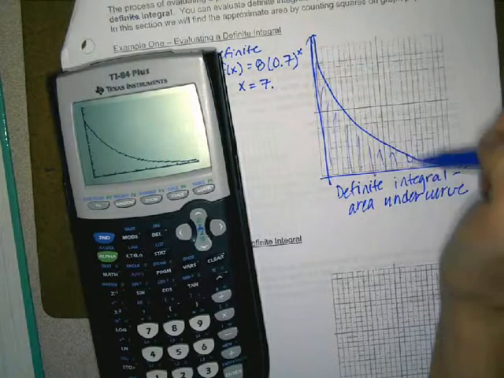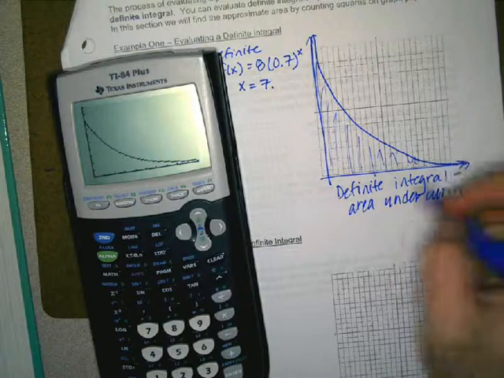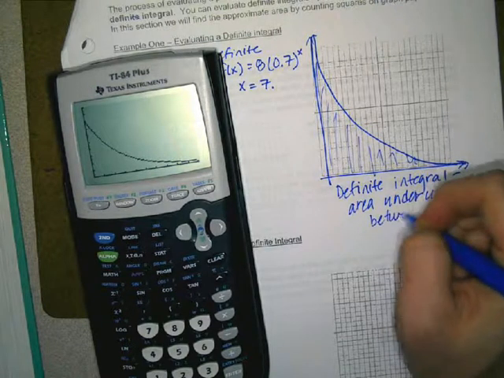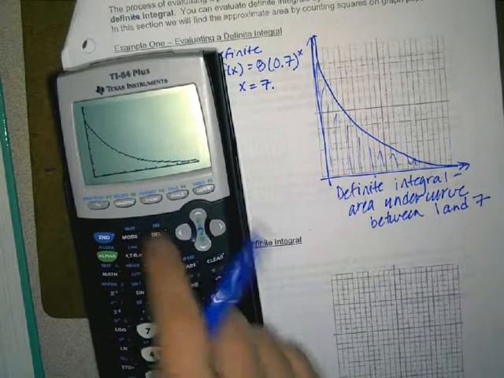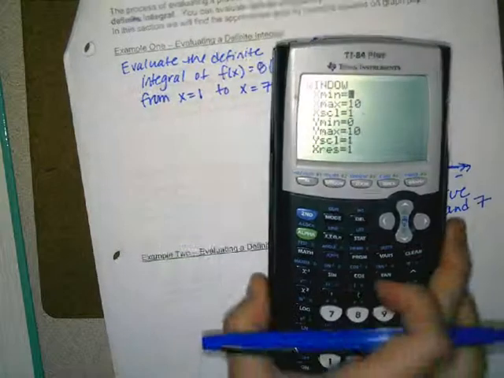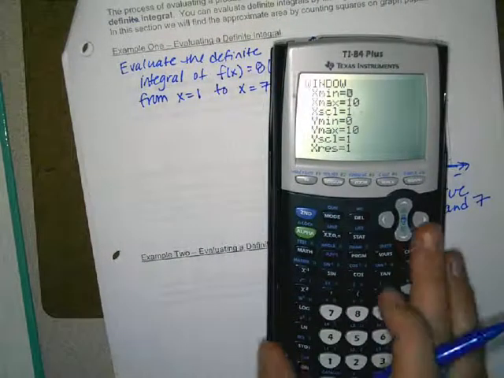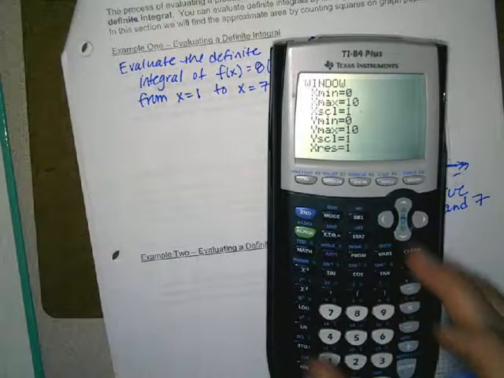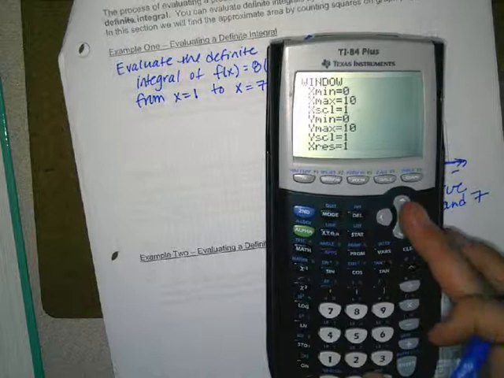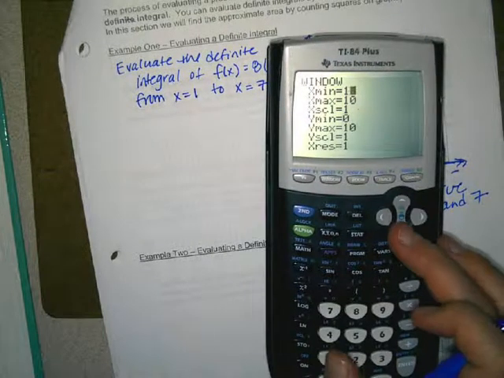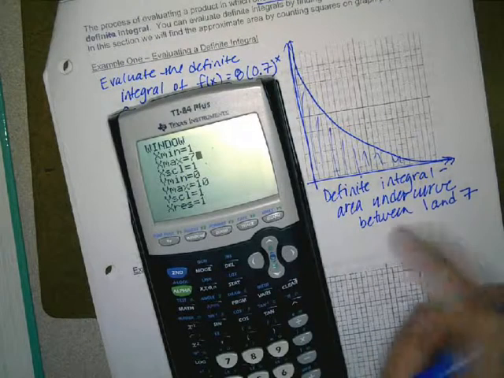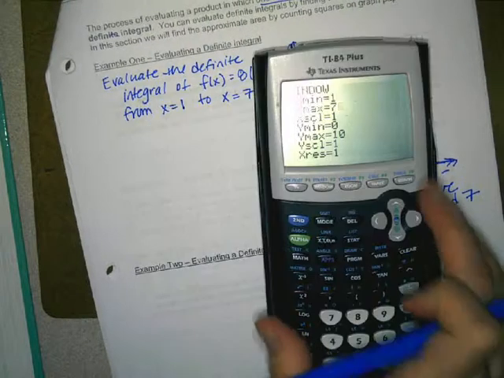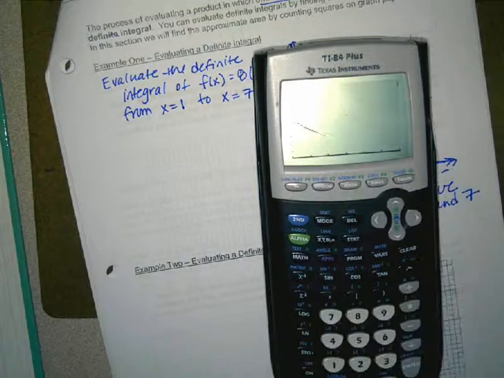We're looking for the area underneath the curve between 1 and 7. So I'm going to narrow my window even more. This is the process that you're going to have to go through in the practice problems we do tomorrow. I'm going to go from 1 to 7, narrowing my x-axis to be exactly the area that they're looking for.